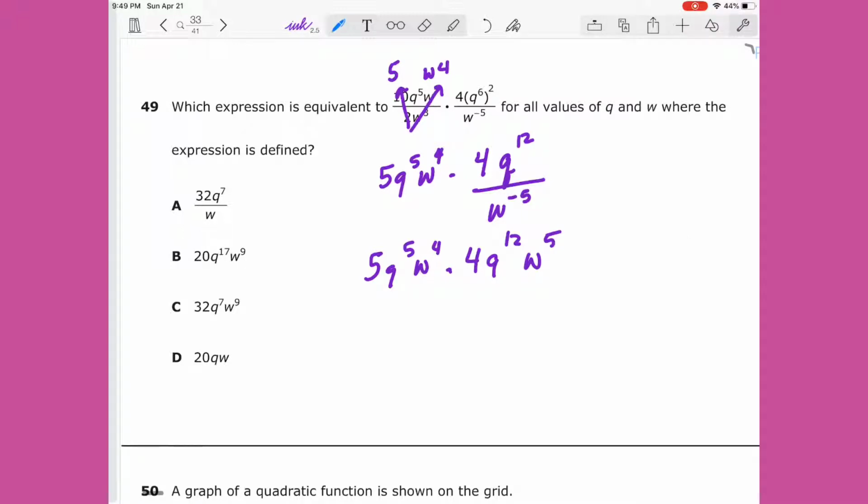5 times 4 is 20. I can now do q and q, so 12 plus 5 is going to give me 2q to the 12, 13, 14, 15, 16, 17, which eliminates really everything. Gives me my answer choice B. But let's go ahead and check. I've got 9w to the 4th times w to the 5th, which will give me w to the 9th.